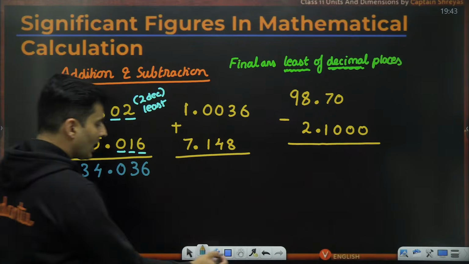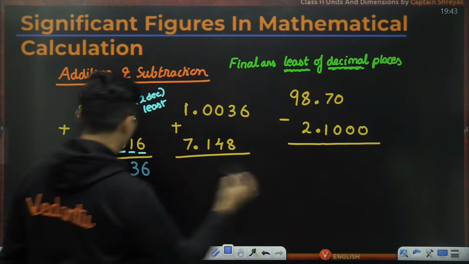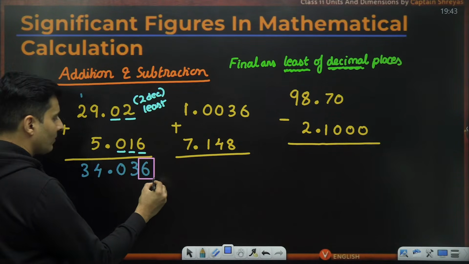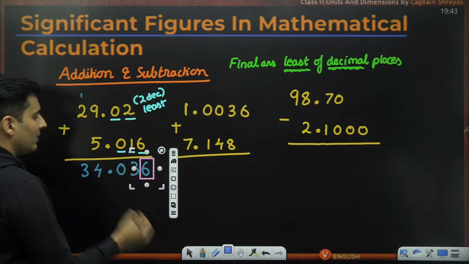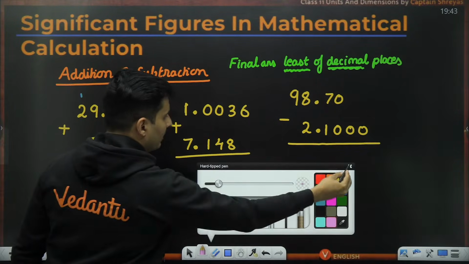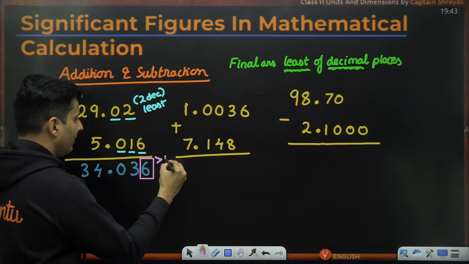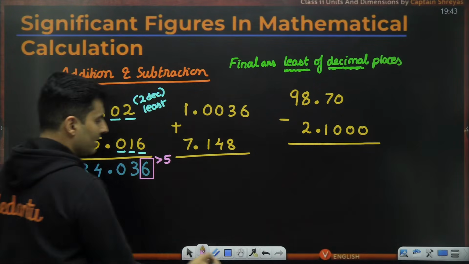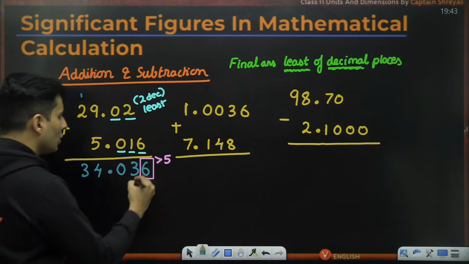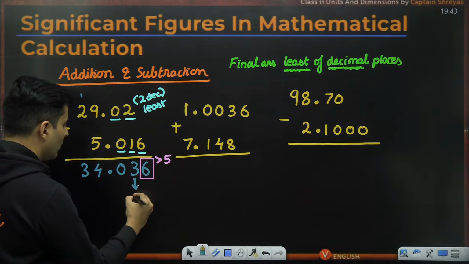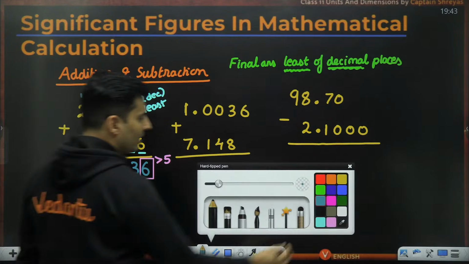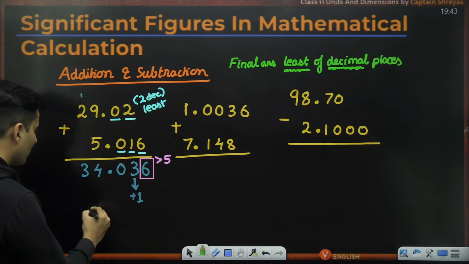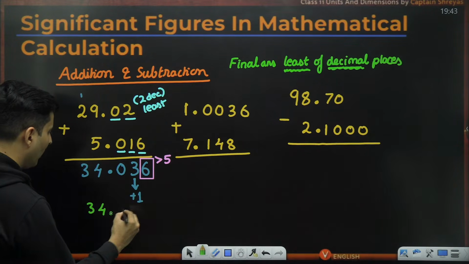Now the logic is the final answer should contain the least of the decimal places. That means I need to get rid of this number 6, because it makes it 3 decimal places. If you compare the number 6, it is definitely more than 5. So if it is more than 5, what will you do? Go to the previous digit and add 1 to it. The moment you add 1 to it, you get the final answer. So this will be 34.0.